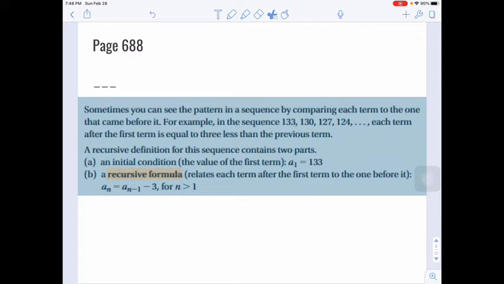Part A, an initial condition, the value of the first term: a sub 1 equals 133. And part B, a recursive formula, relates each term after the first term to the one before it. For example, a sub n equals a sub n minus 1 minus 3 for n greater than 1.